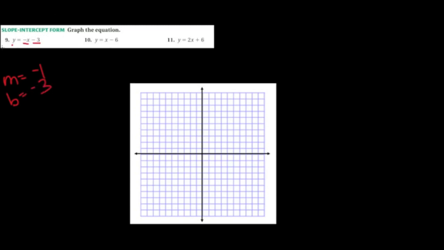So that's the first thing you should do when you are going to graph an equation: interpret your slope and your y-intercept, your m and b. I think interpret is a better word than find. That's the first thing you need to do.